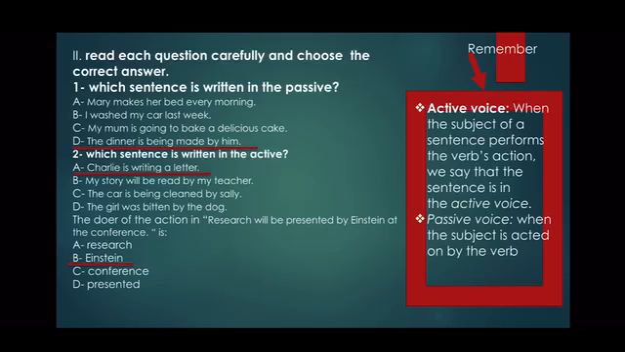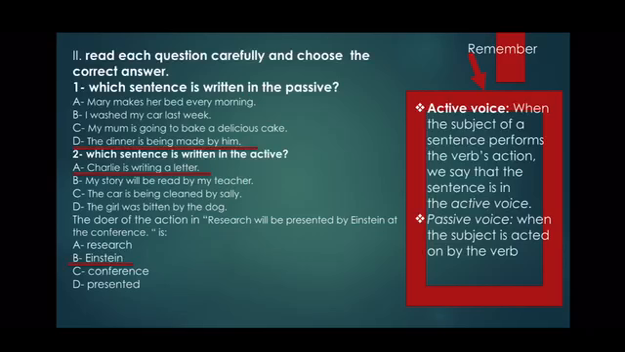The car is being cleaned by Sally. Who's cleaning the car? Sally. So here, the doer of the action in the place of the object. The last sentence, which is the girl was bitten by the dog. Who bit the girl? The dog. So the dog here, the doer of the action, is in the place of the object. So the answer is A.